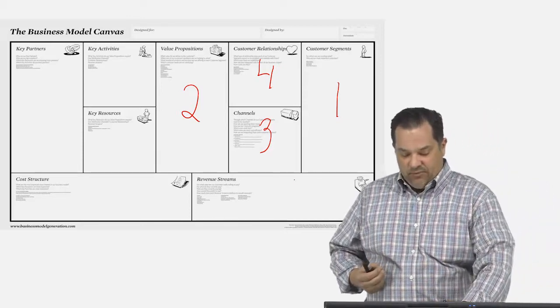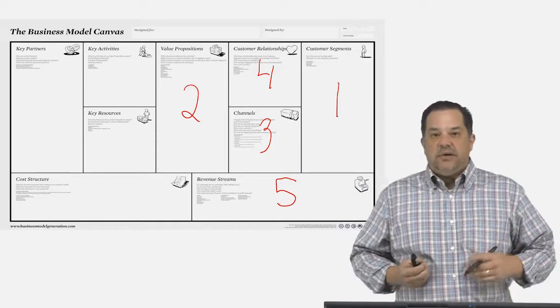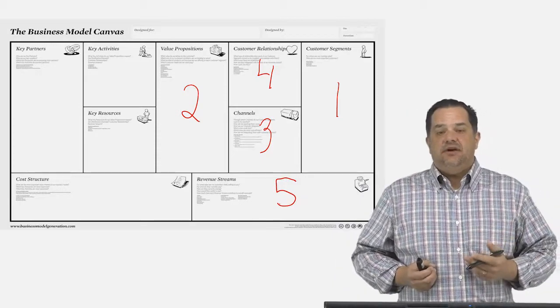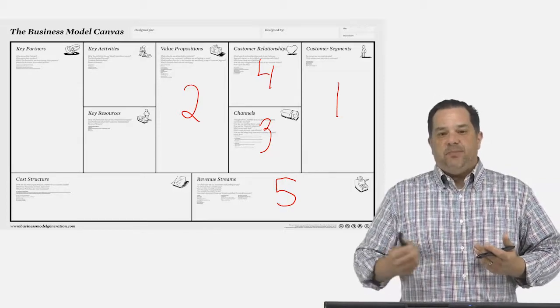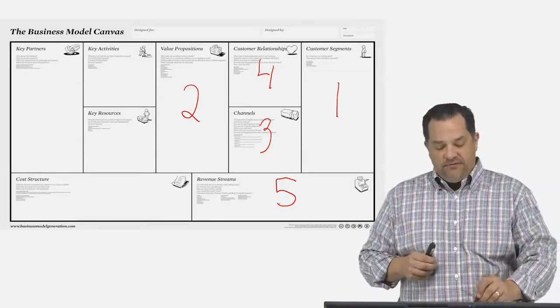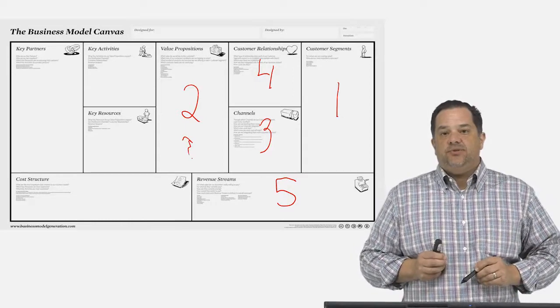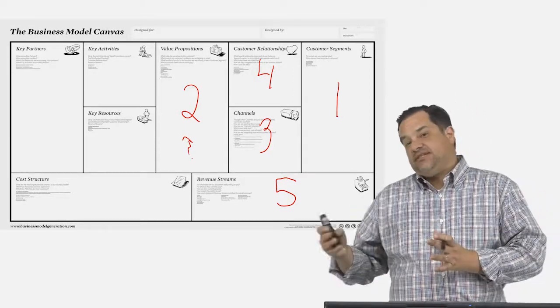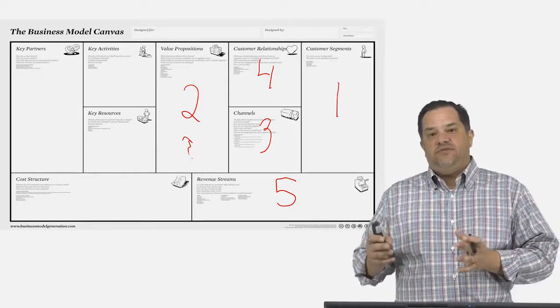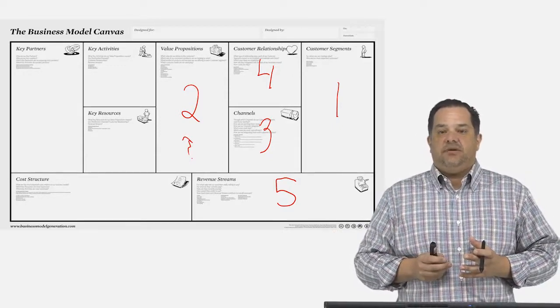We've also talked about revenue streams. We've talked about strategies and tactics for how we can capture monetary value from our customers while we deliver our value propositions to those particular customers. So that wraps up the front side, the customer-facing side of the business model canvas.